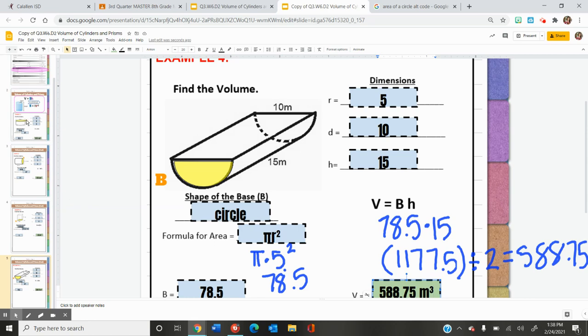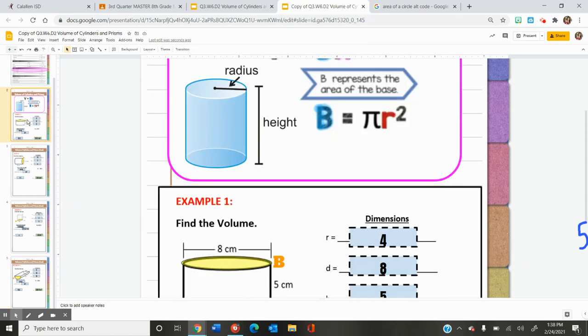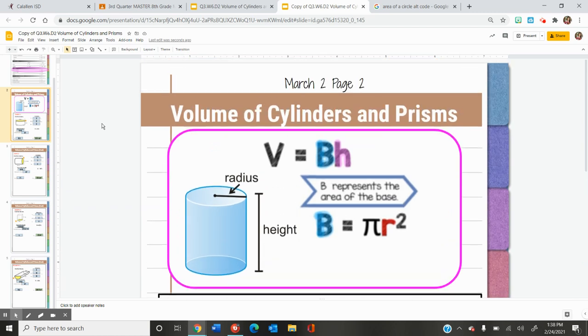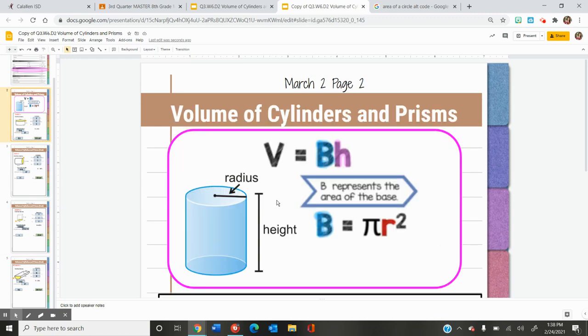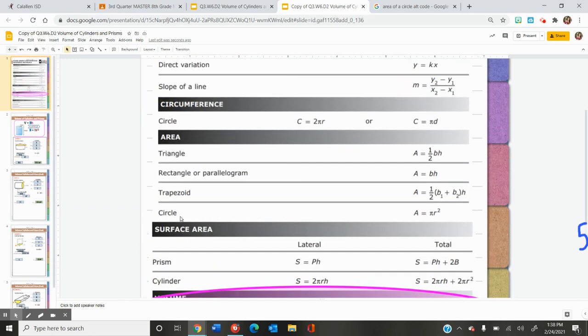Some big takeaways from this are to remember that to find the volume of cylinders and prisms, the formula is going to be V equals big B times little h. Depending on what your base shape is, that will affect your B. If your base shape is a circle, the area is going to be pi times r squared. And if your base shape is a rectangle, it'll be base times height, or length times width. Just remember to look here to find the formulas to find the area of your base shape.